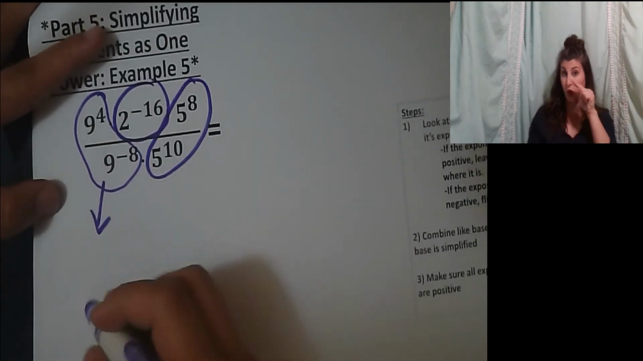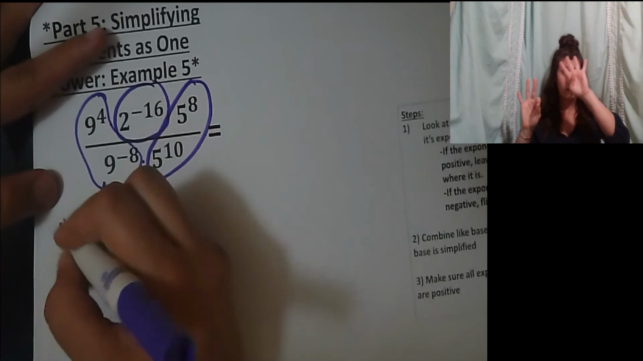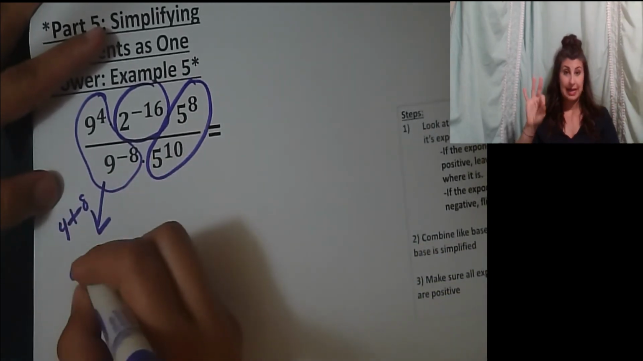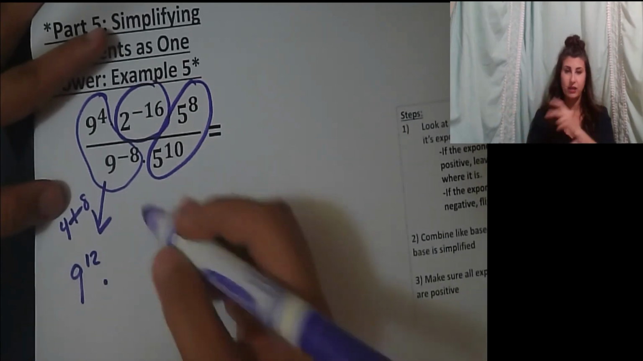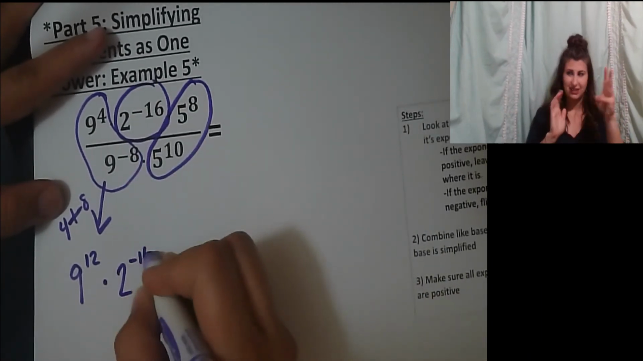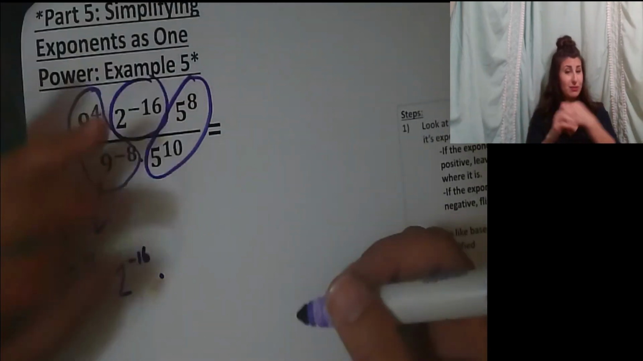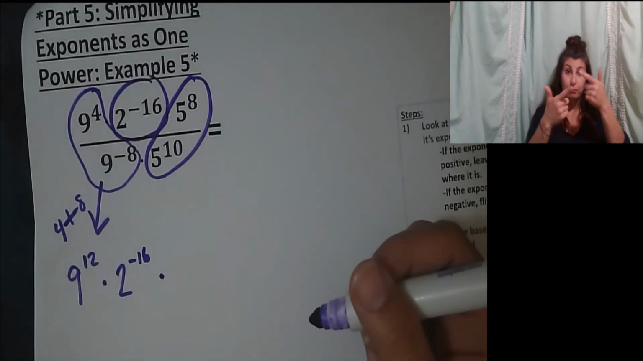Alright, for this one, it's going to be 9 and then 4 minus negative 8. And that turns into a positive. So that should be 9 to the 12th times 2 to the negative 16th. I'm just going to leave it like that for now, because right now I'm just using my rules and then I'll flip after. It's up to you how you want to do it.